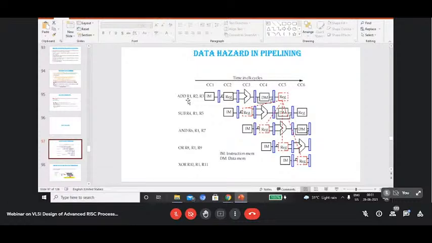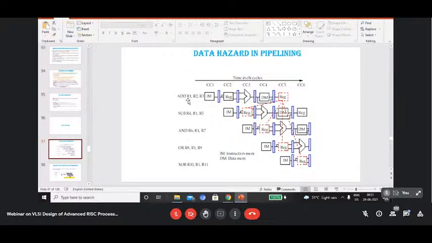To solve the problem, what has to be done? You give some time. So the solution to these problems is, in between these 2 instructions, use a no-op instruction. No-op instruction means it will not do anything, but it will delay. By that time R1 will be ready, and it will get it. So these are done by the intelligent compiler.